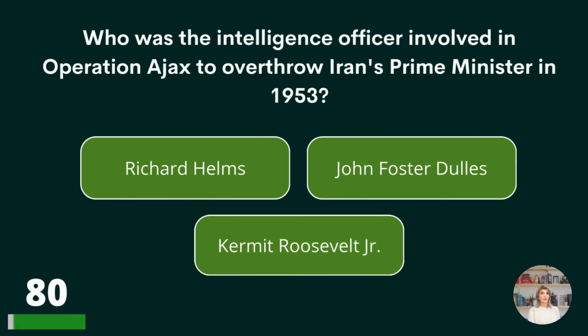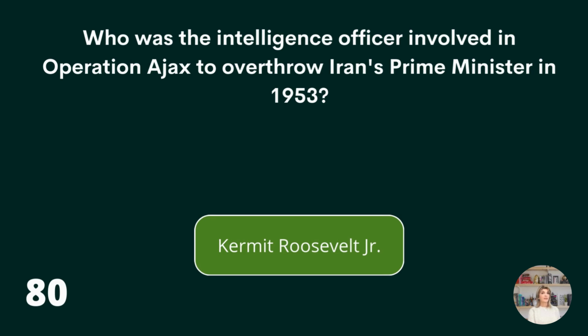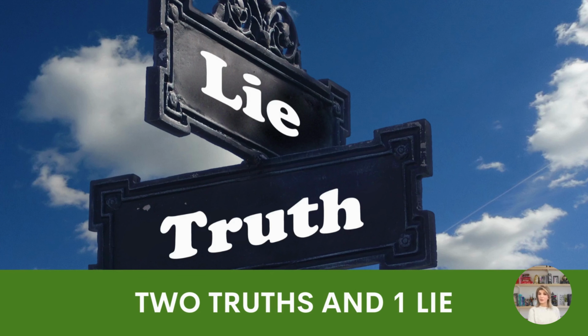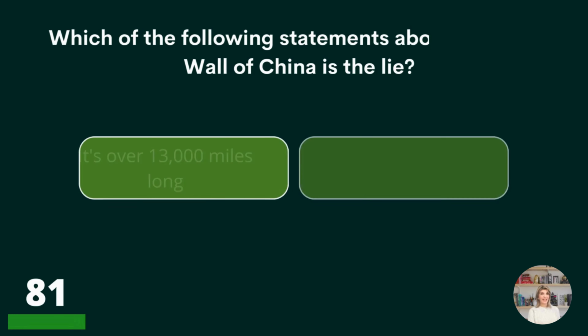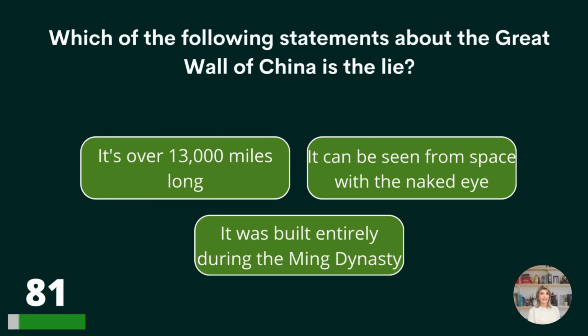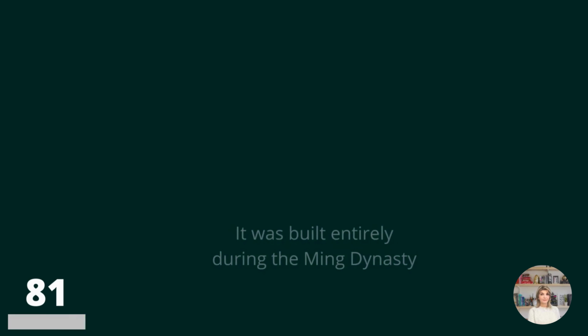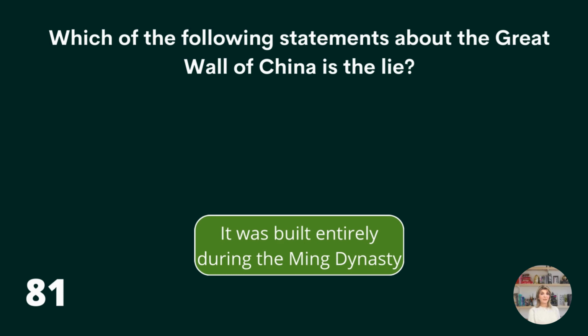Who was the intelligence officer involved in Operation Ajax to overthrow Iran's prime minister in 1953? Richard Helms, John Foster Dulles, or Kermit Roosevelt Jr.? Kermit Roosevelt Jr. Two truths and one lie. For question 81, which of the following statements about the Great Wall of China is the lie? It's over 13,000 miles long. It can be seen from space, or it was built entirely during the Ming Dynasty. It was built entirely during the Ming Dynasty.